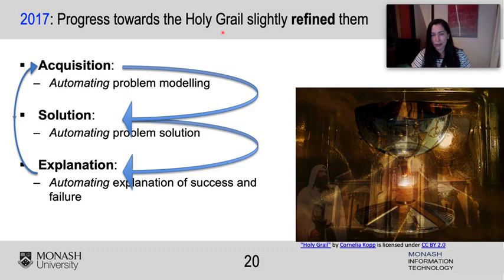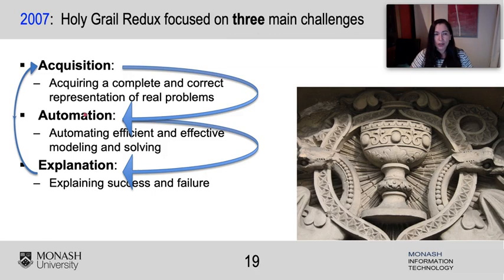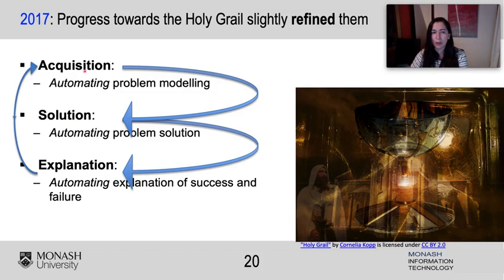In 2017, he refined them, and as you can see, the changes have been that automation, which was talking about solutions, so this was lowering the bar, speed, and explanation. But look at this, automating. What was automation in the middle suddenly became part of everyone, and the other ones were more focused on acquiring the model, solving the model, and explaining the model, but all through automation.